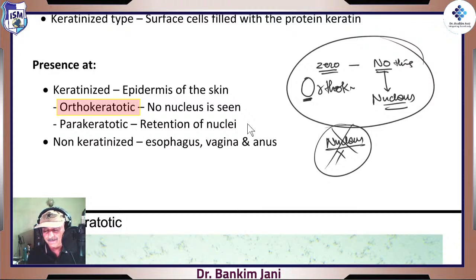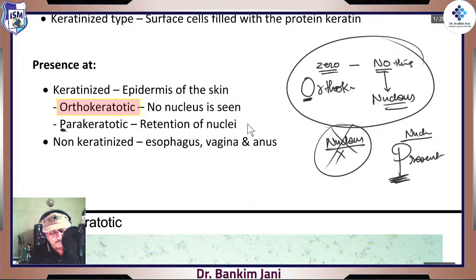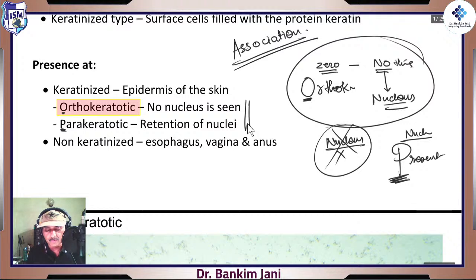Zero means no nucleus. And if the nucleus is seen, that means the nucleus is present, so it is parakeratotic. P is for present, zero is for absent. Easy, right? So that's how we remember. This is what is called the association. From time to time, I'll keep telling you about all these things.